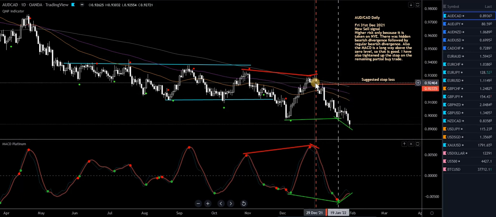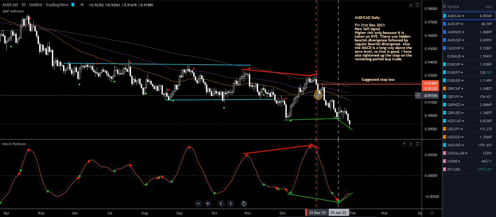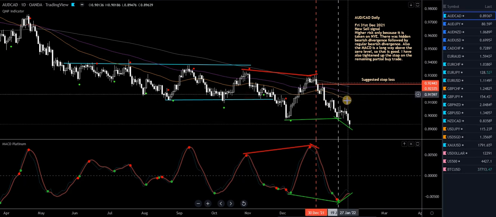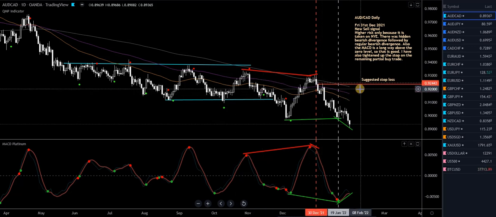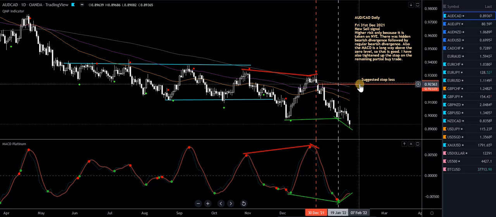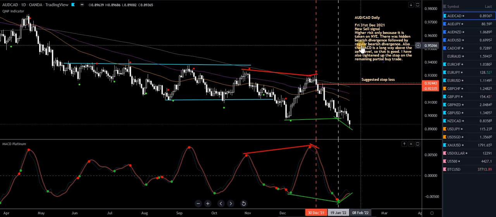But then I'd also drag this stop down a bit lower, just between the 50 and the 100 moving averages, because I'm in a downtrend. I want to keep that trade on there as long as possible with a high risk trade going against it. So we're looking good on the AusCAD.